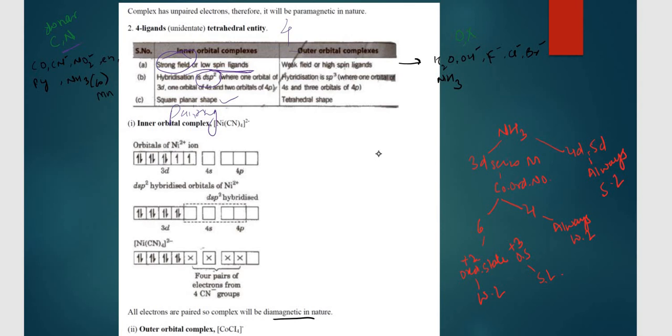Now, if we have a weak ligand, also called high spin ligand, they make outer orbital complexes. They are weak ligands, so they will not do pairing. These are ligands where the donor site is oxygen or halogens, like water, OH negative, F negative, Cl negative, Br negative, or ammonia with some other metal, not cobalt and manganese. Here they act like weak ligands, they don't pair. Then hybridization is sp3 and geometry will be tetrahedral. Please write this in your notebook.